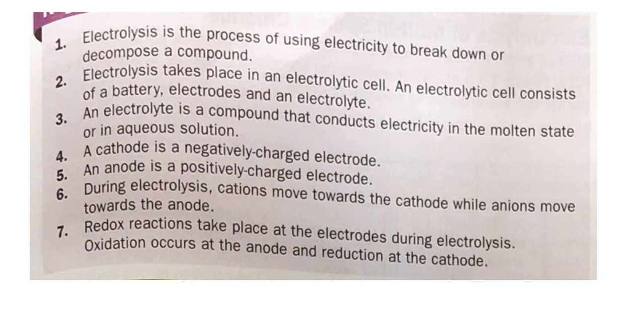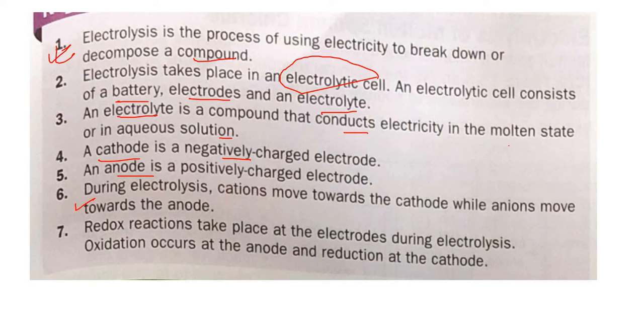So till now what we have discussed, point number 1: electrolysis is the process of using electricity to break down or decompose a compound. It takes place in a cell called an electrolytic cell, which has three important parts: battery, electrodes and electrolytes. What are electrolytes? Electrolytes are compounds that conduct electricity in the molten state or in the aqueous state. What is the cathode? It's a negatively charged electrode where the cation will go and discharge. The anode is a positively charged electrode, that's why the anion will go and discharge.